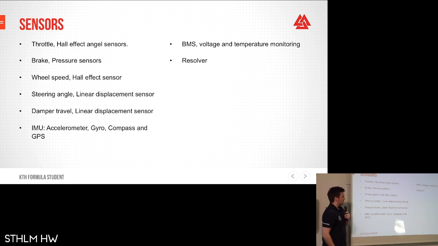We have the IMU, a standard accelerometer, gyroscope, compass, and GPS. The BMS is the battery management system, and it handles voltage, temperature, and monitoring. And then you have the resolver, which is on the motor to detect the polarity of the magnets inside of the motor.